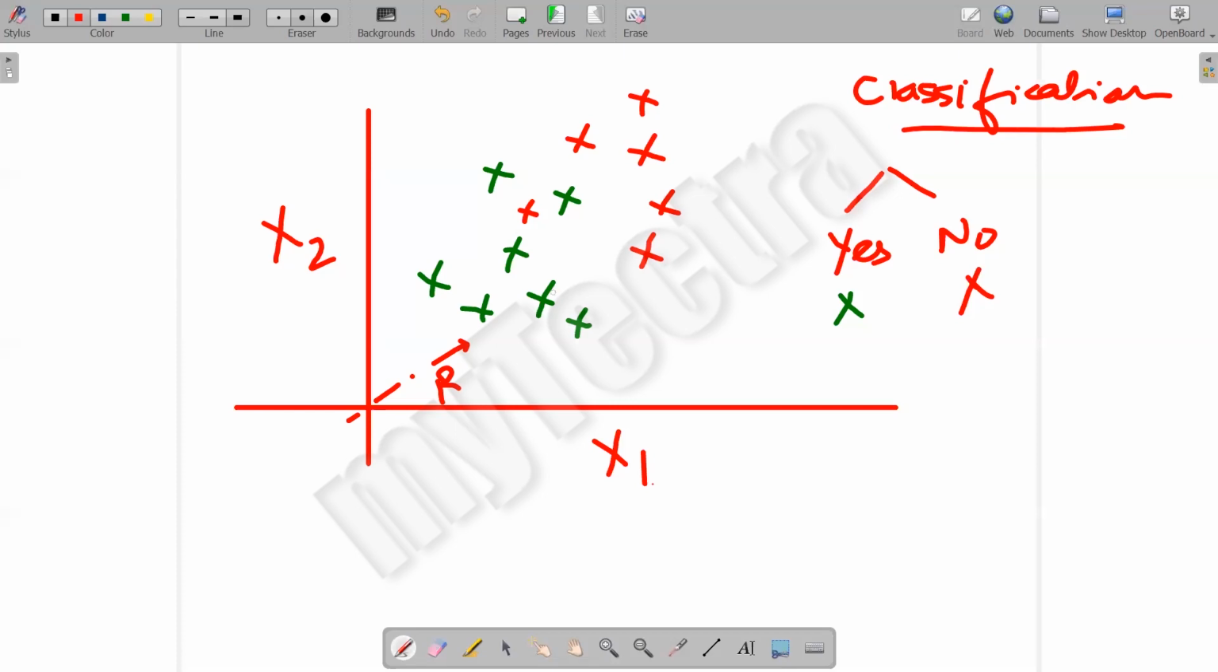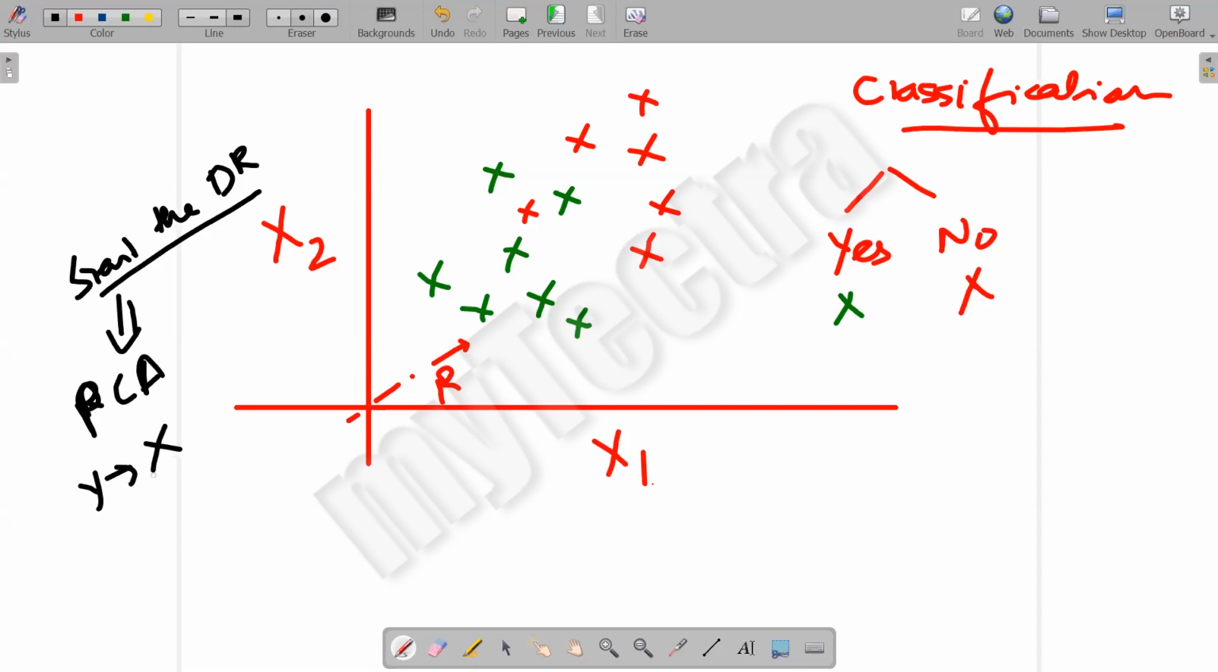Right? Here, when we start the dimensionality reduction, please understand this. When we start the dimensionality reduction process in PCA, Y is not looked into. Y doesn't matter, right? In LDA, Y matters. Okay, so when we are doing dimensionality reduction, we need to think about Y also. That is the difference between PCA and LDA.